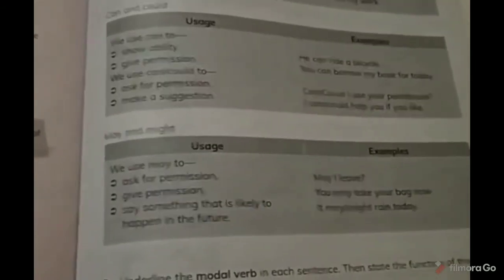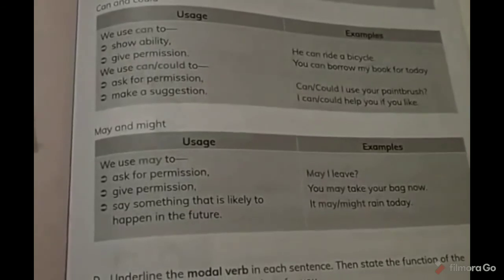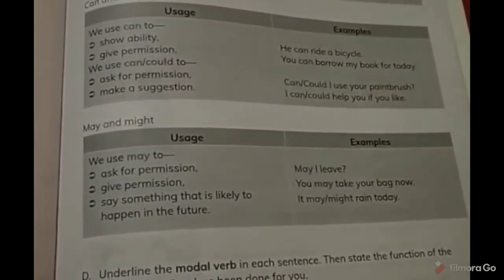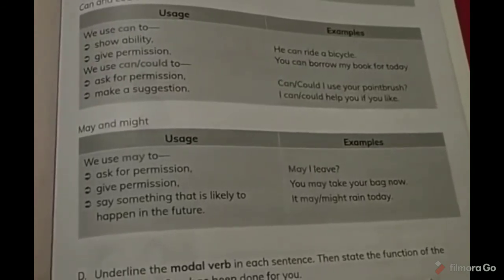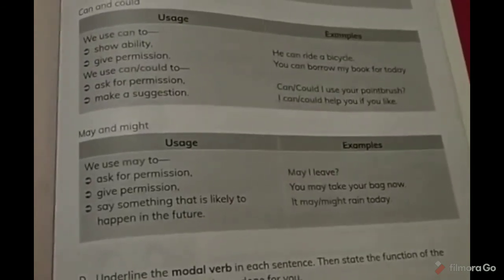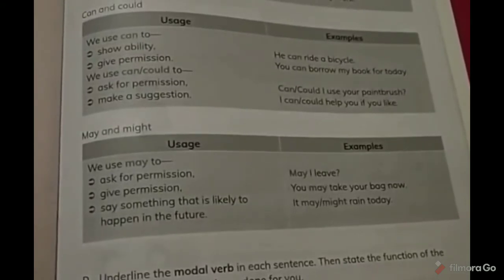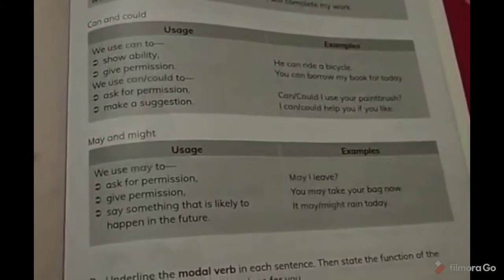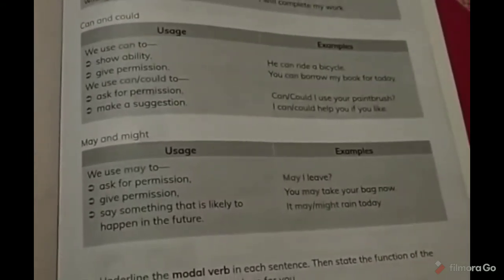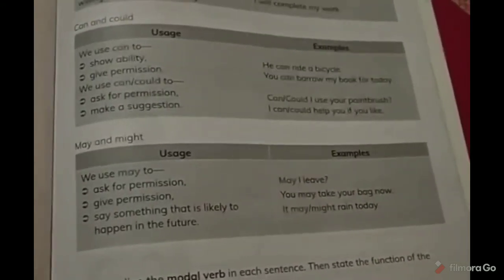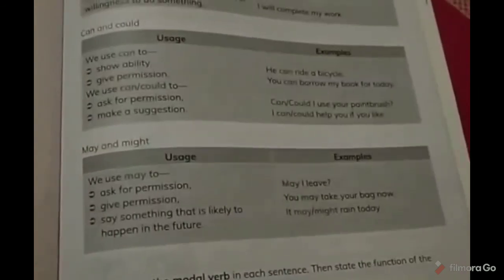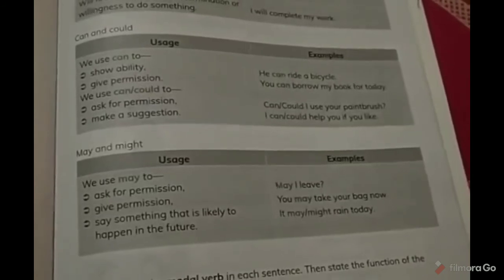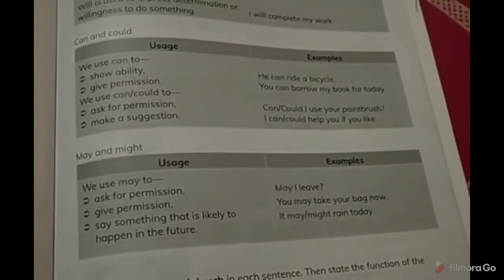May and might, use of may and might: ask permission, give permission. May I leave? You may take your bag now. It means it's a permission, take permission, give permission, right? Say something that is likely to happen in the future, or for possibility, people use may and might. As I told you, may represents strong possibility and might represents less possibility.